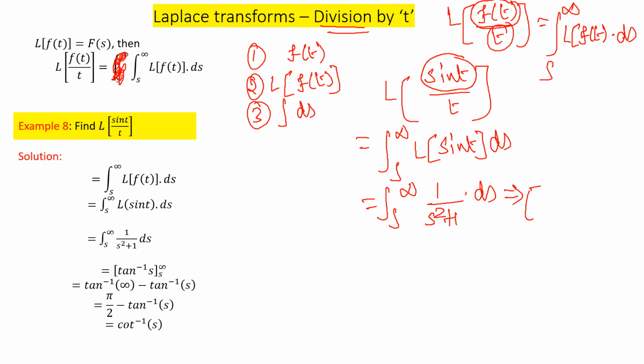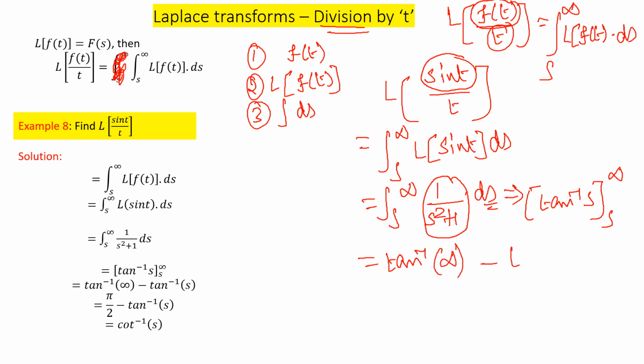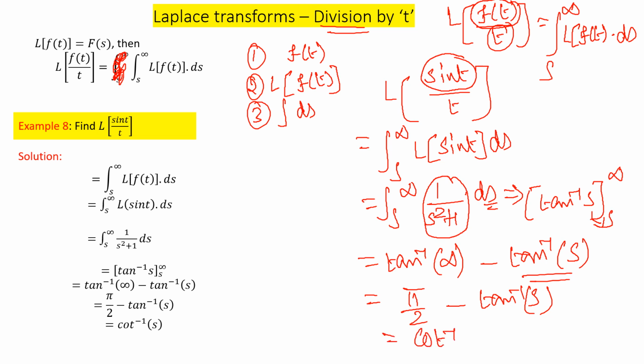We have already discussed many problems in this. So integration of this one with respect to s is going to be tan inverse of s between s to infinity. First substitute the upper limit infinity, then minus replace the lower limit by s. So you are replacing s by s, so there is no change. You will get tan inverse of s. We know that tan inverse of infinity is equal to pi by 2. So we have pi by 2 minus tan inverse of s. And this is nothing but cot inverse of s.